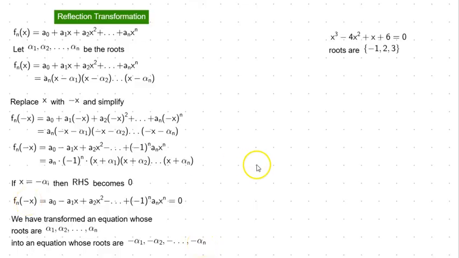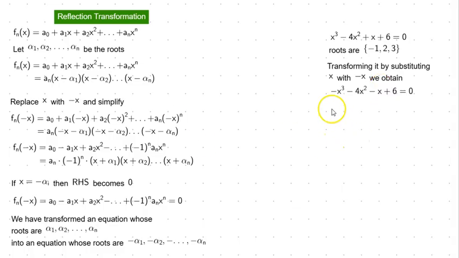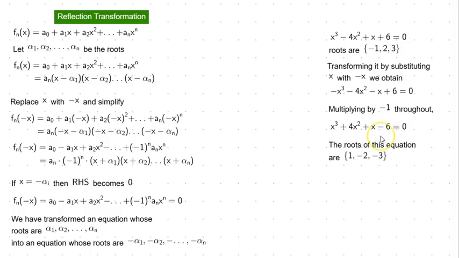Let's look at an example. x cube minus 4x square plus x plus 6 equal to 0. Roots are minus 1, 2, 3. Remember I mentioned that while we are learning the techniques, we will use simple examples. Transforming it by substituting x with minus x, we obtain minus x cube minus 4x square minus x plus 6 equal to 0. Multiplying by minus 1 throughout, we get x cube plus 4x square plus x minus 6 equal to 0. So the roots of this equation are 1, minus 2, minus 3.